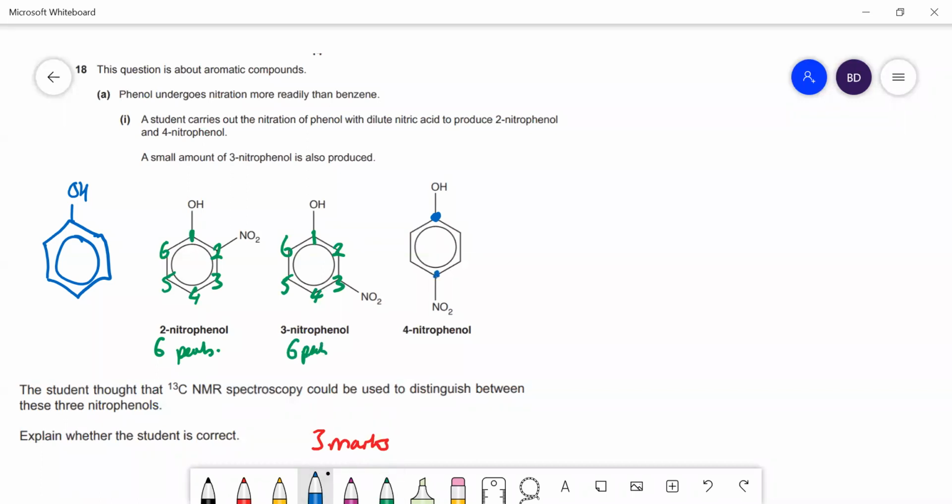That one and that one are the same. Sorry, they're not the same. What am I talking about? Right, that one is unique, but that one and that one are the same. And you can see that probably that one and that one are the same. And then that one is unique. So that is going to give you 1, 2, 3, 4 peaks. So can you distinguish them all by NMR? No, you can't. You can say which one's the 4-nitrophenol, but you cannot distinguish between 2-nitro and 3-nitro because they're both going to give you 6 peaks.